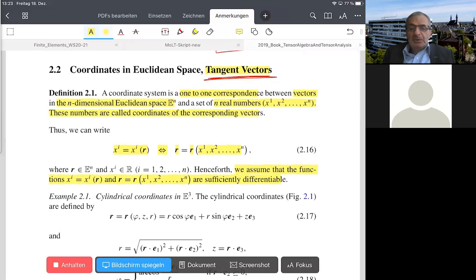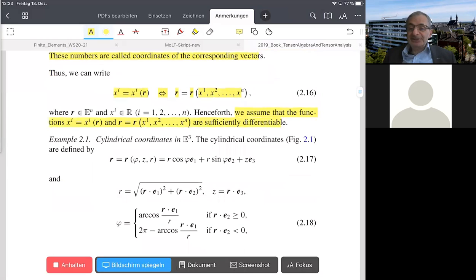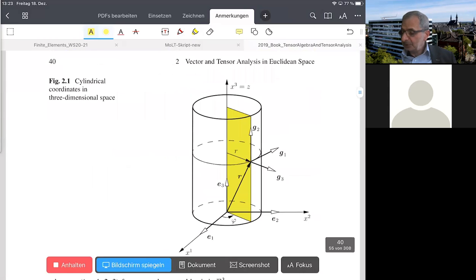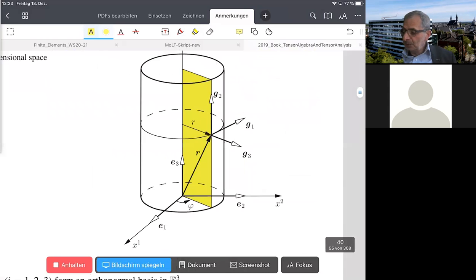Are there clear questions concerning this definition of the coordinate system? Okay. Let's consider an example, a very important example: cylindrical coordinates in three-dimensional Euclidean space. Let us look at the picture first, maybe it's better. So you see here what I do.